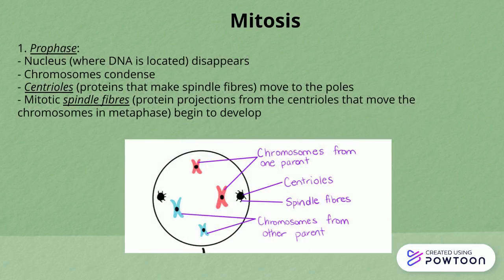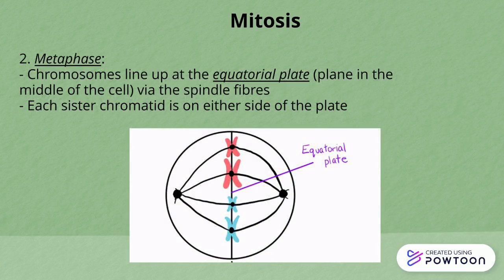The next phase is prophase. This is where the nucleus, which is where the DNA is located, disappears. The chromosomes condense or coil. The centrioles, which are proteins that make spindle fibers, move to the poles of the cell. The spindle fibers, which are protein projections from the centrioles, which function to move the chromosomes in the next phase, begin to develop. After prophase is metaphase.